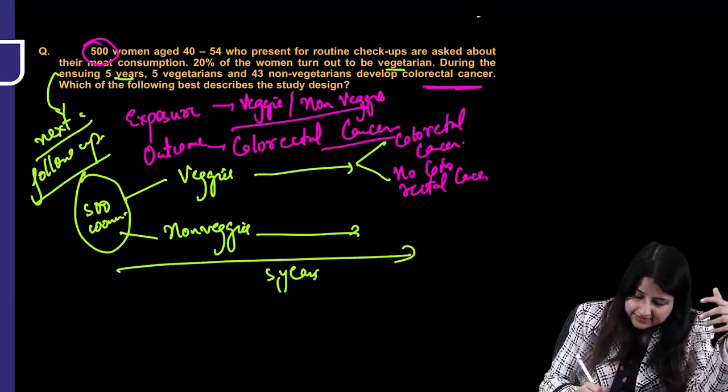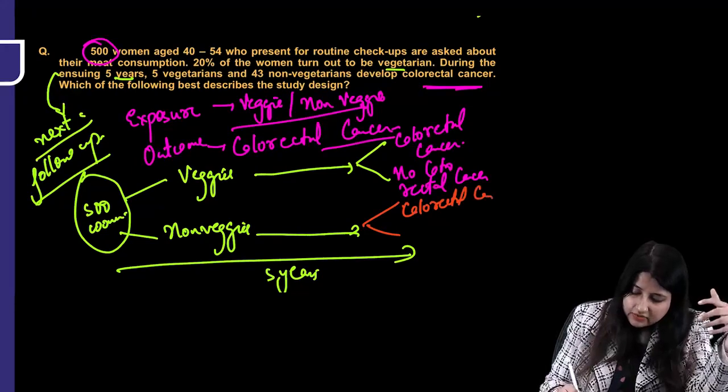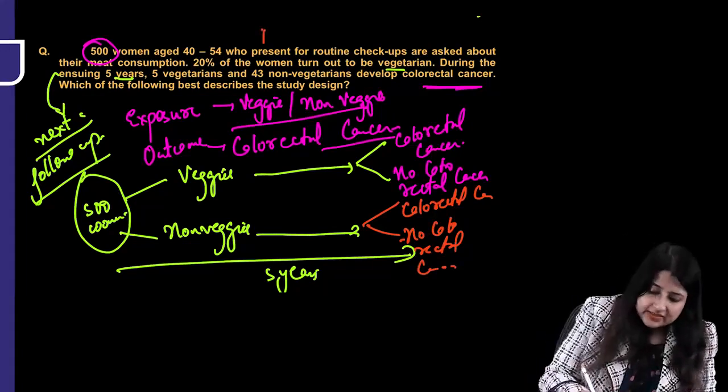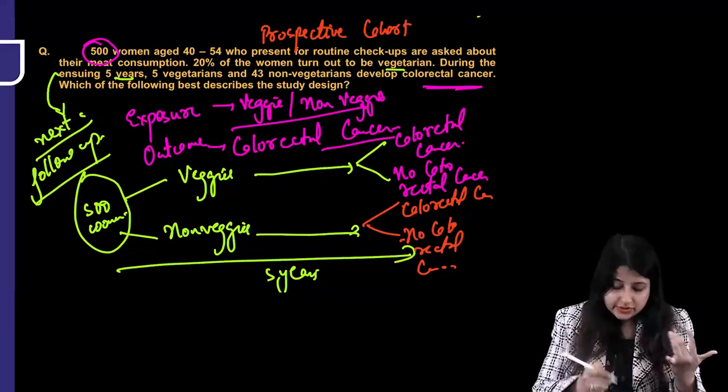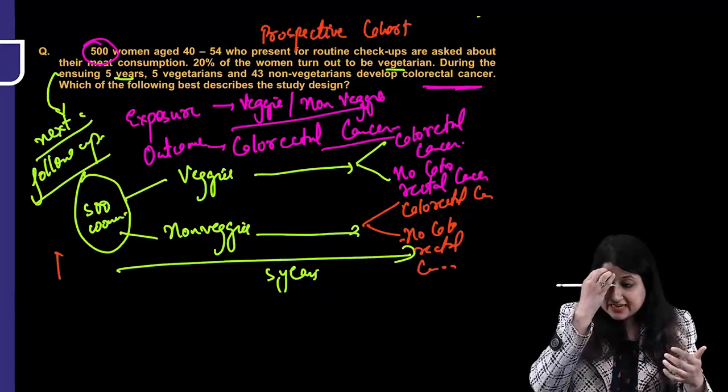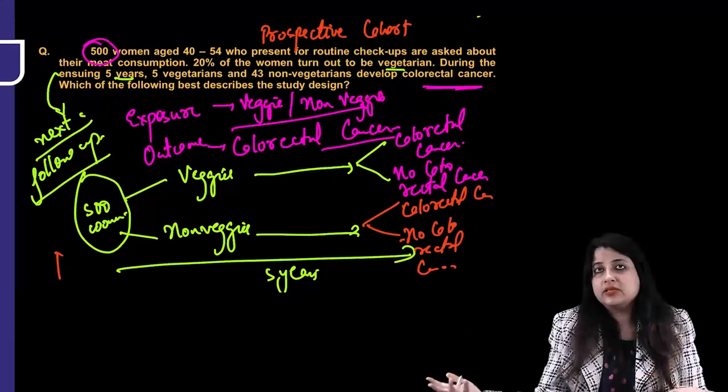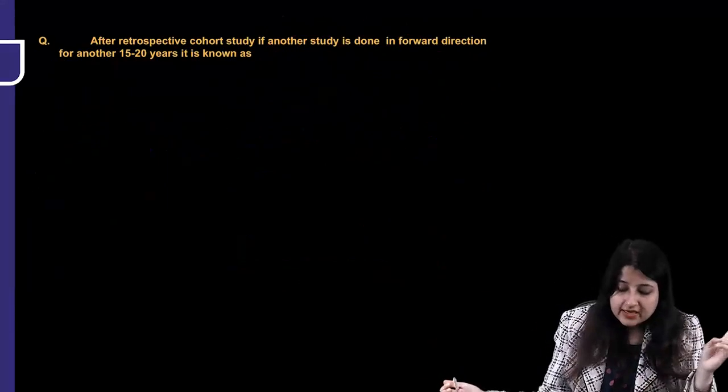No colorectal cancer. Similarly, over here in non-veggie groups, we have colorectal cancer, no colorectal cancer. So it's pretty obvious. What is this? This is a prospective cohort. So the first thing we did, we looked at what is the exposure outcome, when are we starting the study, and we are moving forward. So prospective cohort.